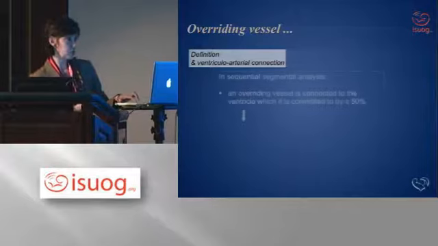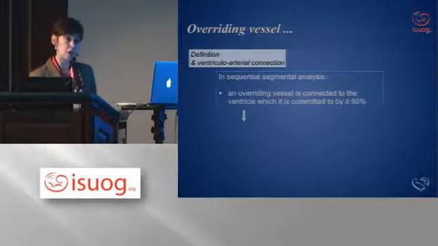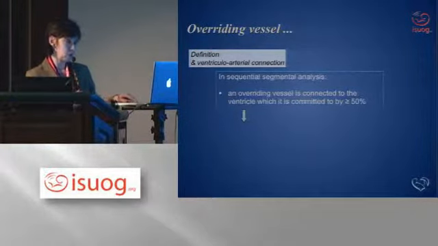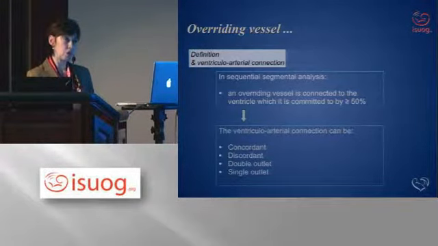And in sequential segmental analysis, which is our preferred terminology for complex abnormalities, a vessel is assigned to the ventricle to which it is connected by at least 50%. So if we think of that, that overriding vessel can belong, in a way, more to the ventricle on the left or the ventricle on the right, and depending on which it is more connected to, and on the presence or not of a second vessel, the ventricular arterial connection can be concordant.